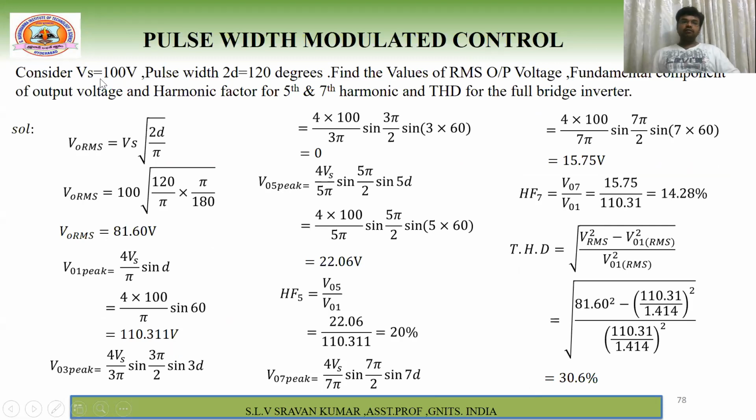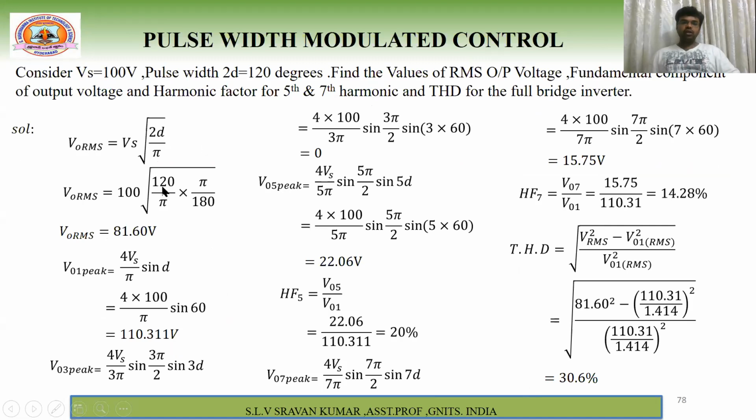Consider Vs is equal to 100 volts, pulse width 2d is equal to 120 degrees, and find the values of RMS output voltage, fundamental component of output voltage, and harmonic factor for 5th and 7th harmonics, and THD for the full bridge inverter. Right. What is the VRMS formula? Vs into square root of 2d by pi. Therefore, V0 RMS is equal to 100 into what is 2d?